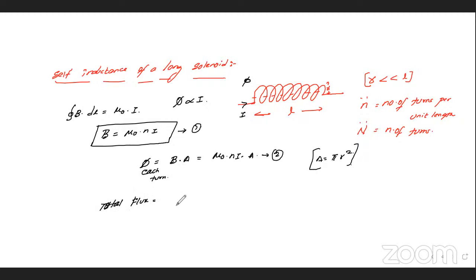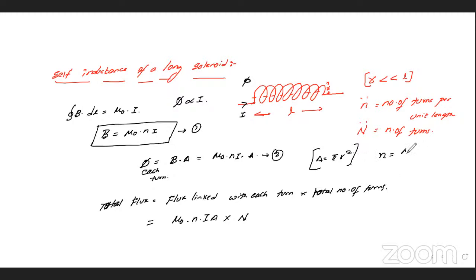So the total flux is equal to the flux linked with each turn into the total number of turns. For each turn, the relation is mu naught small n I A, into the total number of turns, which is nothing but capital N. So the relation between small n and capital N is like this.